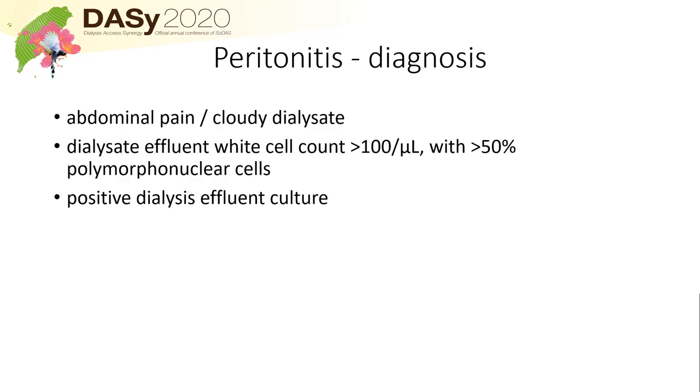Before I talk about the treatment of peritonitis, I would like to spend some time on making the diagnosis of peritonitis. The following are the features of CAPD peritonitis. The first is the clinical feature of peritonitis, which includes abdominal pain or cloudy dialysate. The second feature is the dialysate effluent under the microscope, which shows a white cell count of more than 100 per microliter with more than 50% polymorphonuclear cells. The third feature is a positive dialysate effluent culture. If a patient satisfies at least two of the above features, a diagnosis of CAPD peritonitis is made.